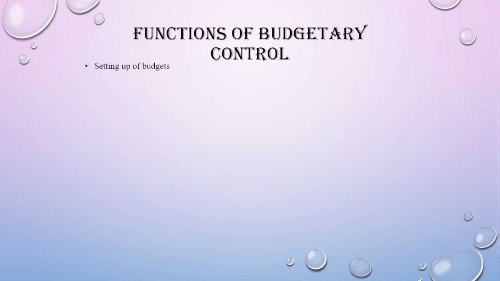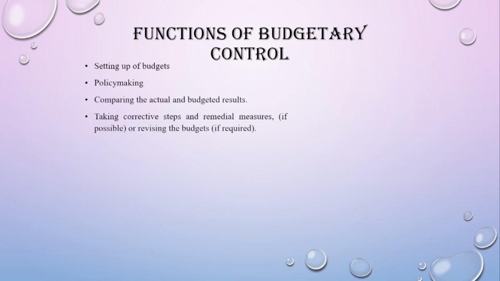Functions of budgetary control. There are several functions of budgetary control, which contain setting up of budgets, policy making, comparing the actual and budgeted results, taking corrective steps and remedial measures if possible, or revising the budgets if required. Placing responsibility when there is a failure to attain the target.